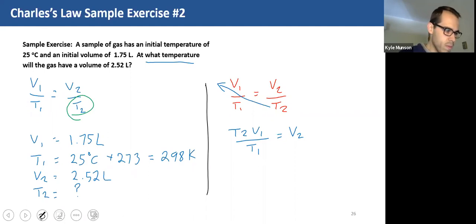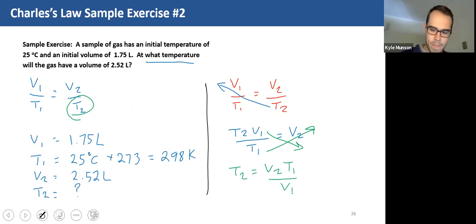So the V1 is going to go down here. The T1 is going to go up here. What I'm left with is T2 is equal to V2 times T1 over V1. Okay? So I'll let you kind of look at that. Like I said, there's a few different ways you could do it. I went a little faster in this example, but you should become comfortable with this. And if you have any problems doing this sort of rearrangement with the equations, just reach out to me and I'd be happy to answer any questions and help you out.